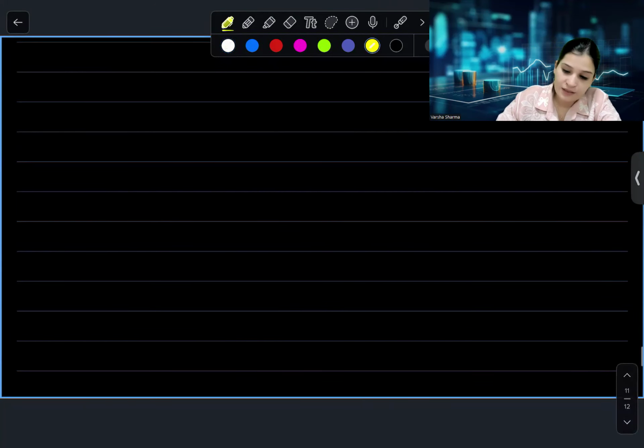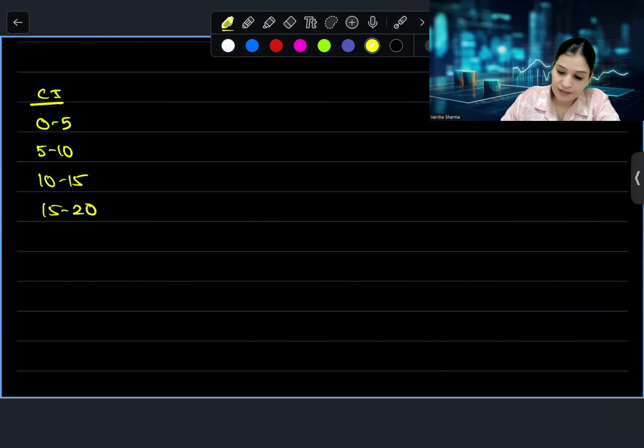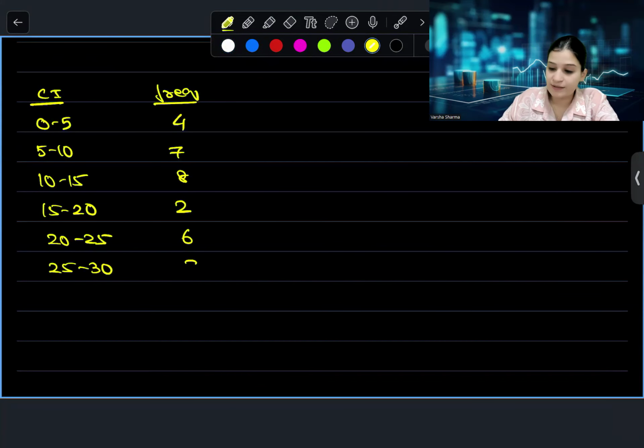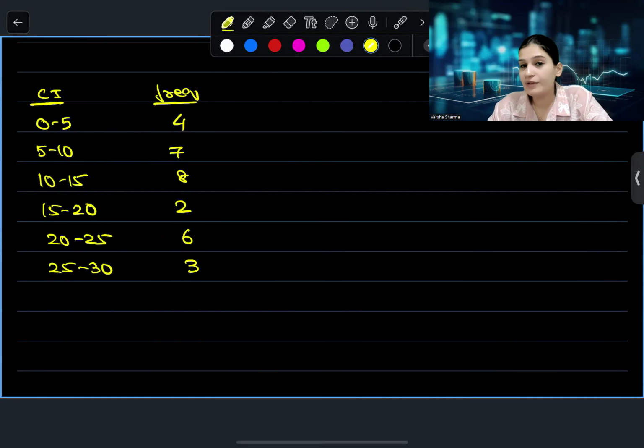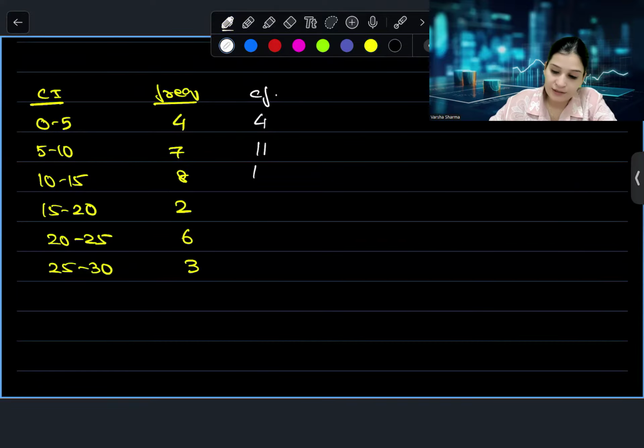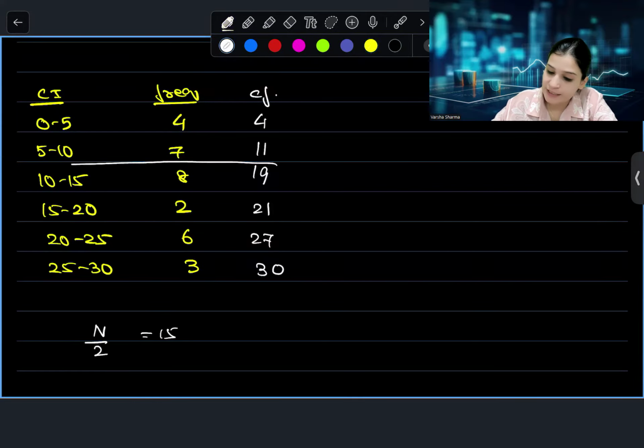Now, continuous class interval: 0 to 5, 5 to 10, 10 to 15, 15 to 20, 20 to 25, 25 to 30. Frequency 4, 7, 8, 2, 6, 3. We have to find median. To find median, what do we need? CF: 4, 11, 19, 21, 27, 30. Formula n by 2, 15. So this is the median class.